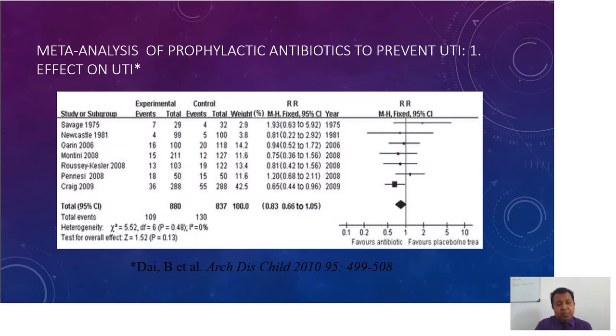But when you look at the p-value, it is 0.48. Therefore, that difference is not significant. Even though the prophylaxis antibiotics have been shown to reduce the urinary tract infection, the difference is not significant when compared to the placebo group.